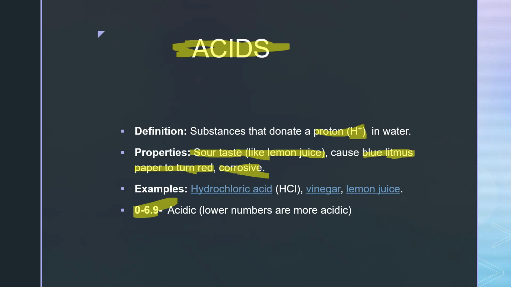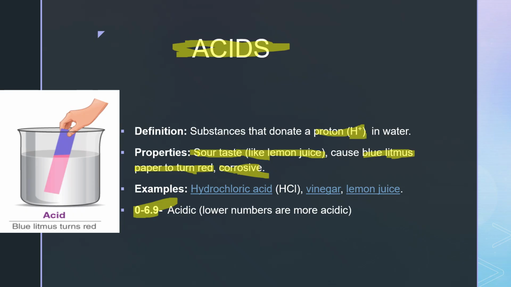And what if the blue litmus paper changes into red? This is shown in this figure, that we have taken blue litmus paper and as soon as it touches the solution it becomes pink in color. So these are the properties of acids. Now we will move to the next slide.